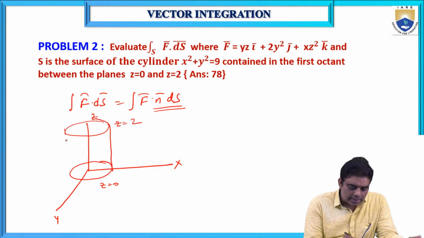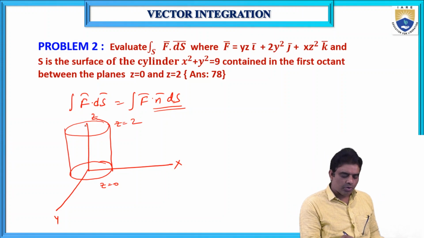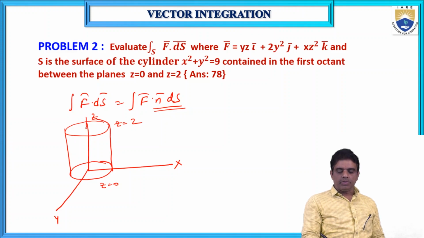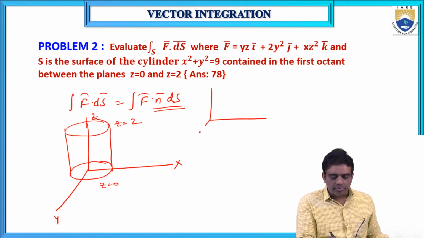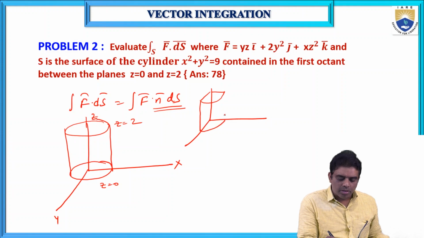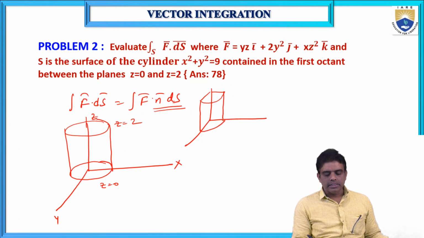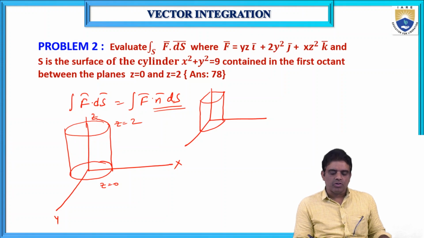So I'm drawing parallel planes. This is the cylinder from z is equal to 0 to z is equal to 2. But you have to remember that it is only in the first octant. First octant means it is the 8th part, so it will not give the total value. You need to consider only this part. This is the cylinder that lies in the first octant.